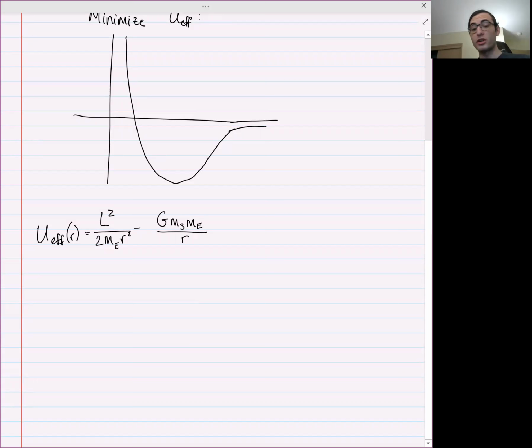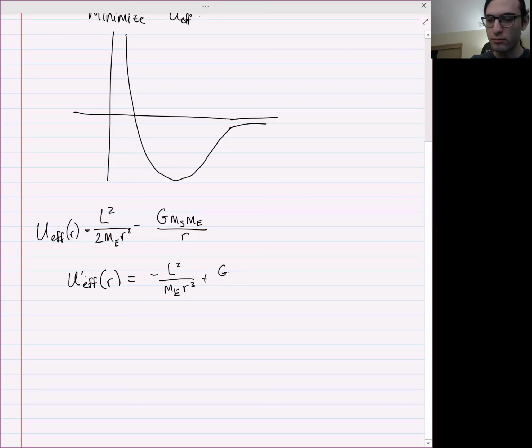Okay. So what we're going to do is let's just take the derivative of this and set it equal to 0. So the derivative of the effective potential as a function of r, this is distance from the sun, would be minus 2, so that would cancel the 2 in the denominator, so it's minus L squared over m_e r cubed plus G m_s m_e over r squared, right?